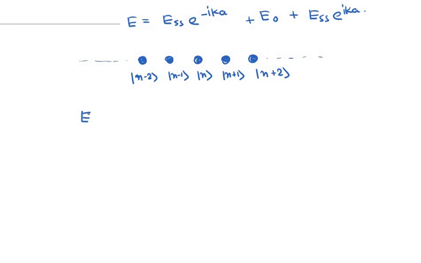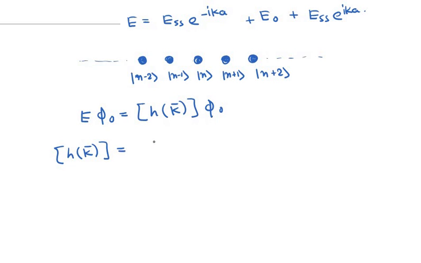E psi_0 equals h_k psi_0, where k is a vector now, because we are talking about real lattices or real crystals in 3 dimensions, where h_k basically has this form: summation over m, h_nm e^(ik·(d_m - d_n)).